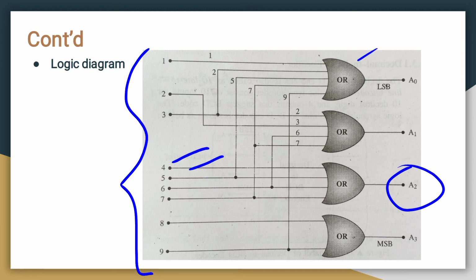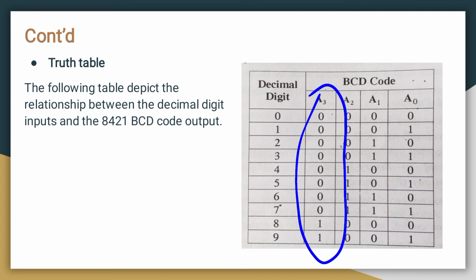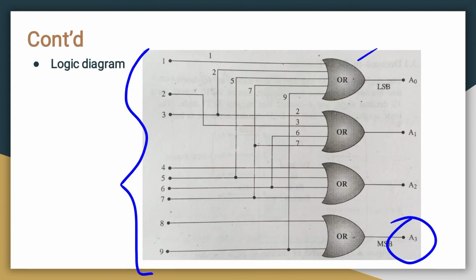So next, the last one, A3. So this one, 8 and 9. Okay, 8 and 9. So here it is 8 and here it is 9. So this completes the logic diagram.